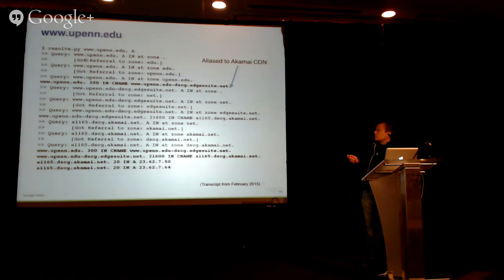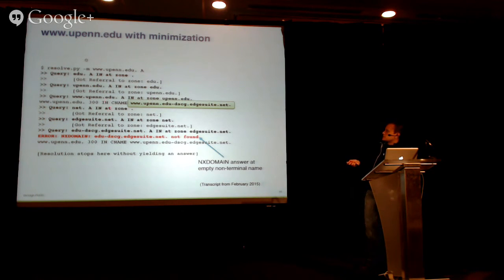Here's an example. I found this quite quickly because I used to work at Penn, and I tried to resolve UPenn.edu. This was the second query I tried with my minimization algorithm and it failed. The website is aliased to this name in the Akamai CDN, and I think it follows one or two more indirections until it gets to the actual address records. If we try this example with minimization, once we follow the alias target into the Akamai zone, highlighted in green here, and prepend the first label and issue a query, we get an NXDOMAIN response, and obviously iteration stops immediately there without yielding any usable answer.